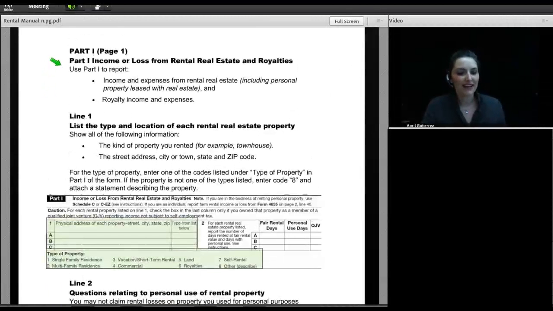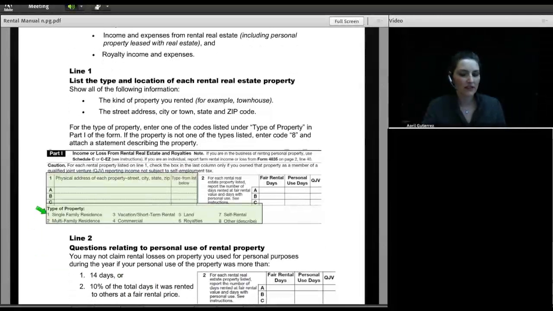Okay, so Part 1 is where we report other information about the properties, including on line 1 right here, the physical address of the property, and we also need to select a code. These codes are new. We've never had to select them in the past. IRS wants us to identify the type of property being rented: single-family residence, multifamily residence, vacation or short-term rental, commercial property, land, royalties, self-rental, or any other type of rental income. Describe what it is if you put a code 8.